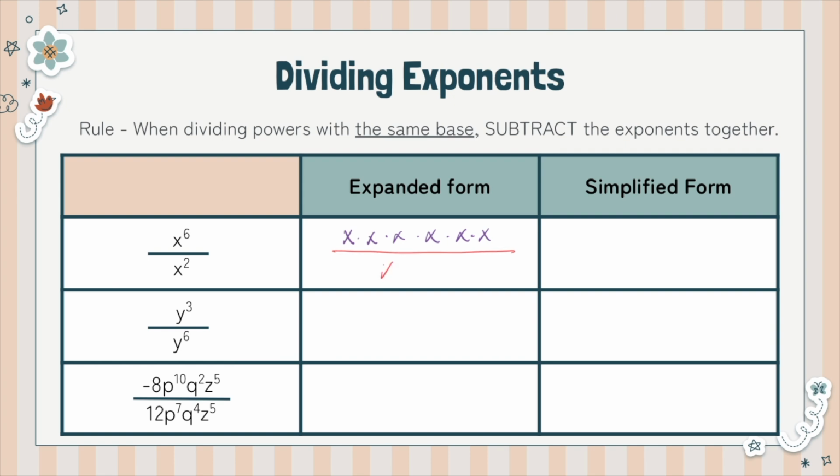So we're going to cross out some to see how many we have left over. So we've got to cross off these, and we've got to cross off these. So we have 4 x's left on the top. So that's going to be x to the fourth. Now, same thing on the next one.